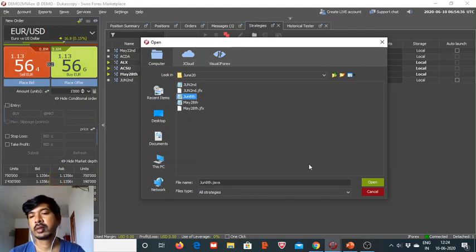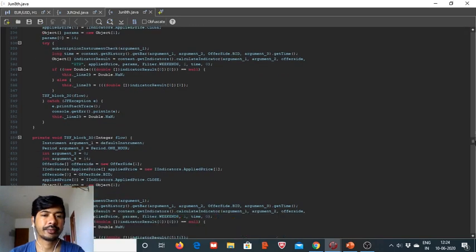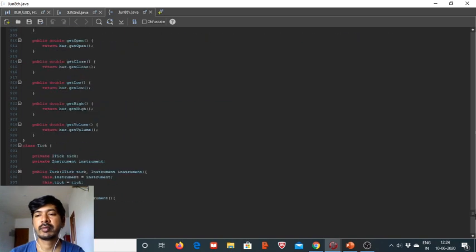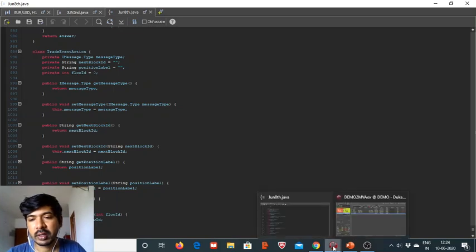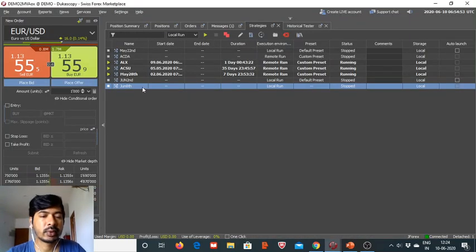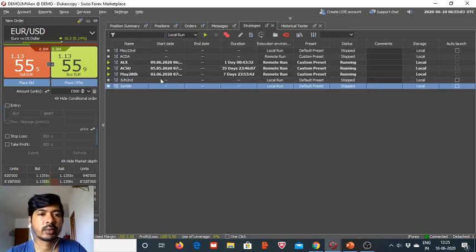Okay, we have got the file and there is the code in Java. So if you are well familiar with Java, you can take a look at the code and see how it has been developed. First, we will need to do the compilation. So we compile the file and compilation is successful. So we are ready to roll.